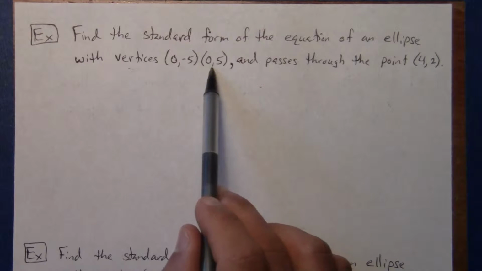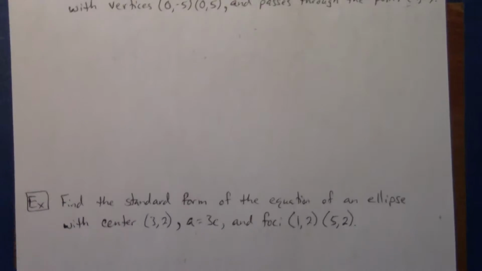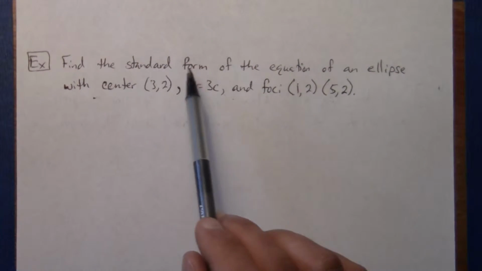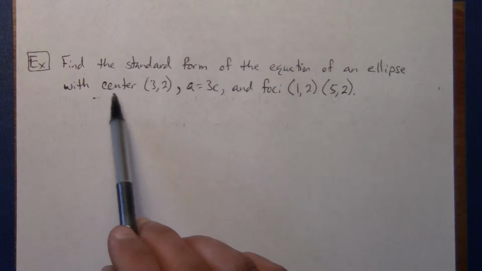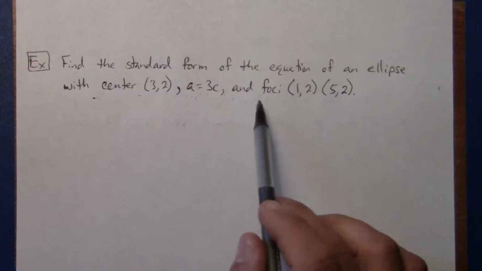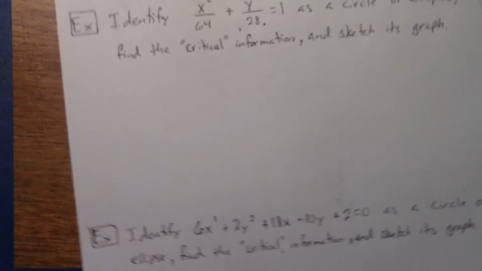So for this one, they're going to give us the vertices, and then they're going to tell us that it passes through some other point. And then the last one, again, same as number 3 here, asks us for the standard form of the equation of the ellipse with, and this time it gives us the center. It tells us that a is equal to 3 times c, and then it's going to give us the foci. Alright, so let's go back and start on the first one.